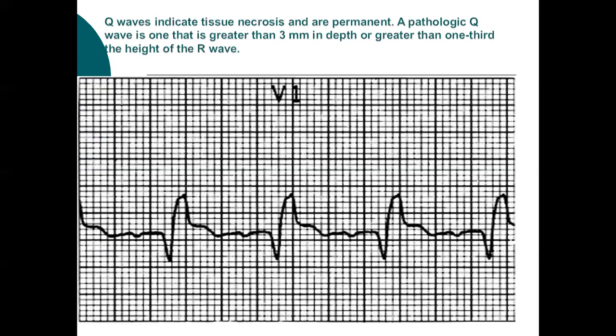Thank you. Q waves indicate tissue necrosis and are permanent. This shows that we have Q waves. This is a Q wave. If you can see my cursor, this is a Q wave. This is an ST elevation.